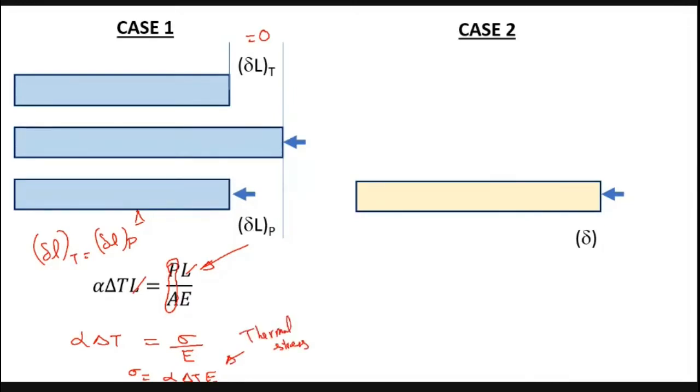You have two formulas till now. One is del L due to temperature, which is alpha del T L. Now stress due to temperature is equal to alpha del T E. So one is L, the other one is E. This is the first case.